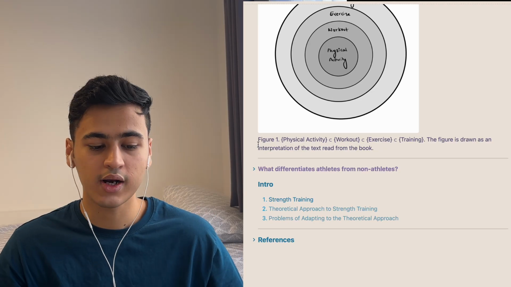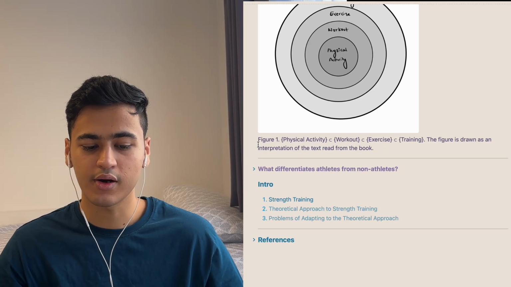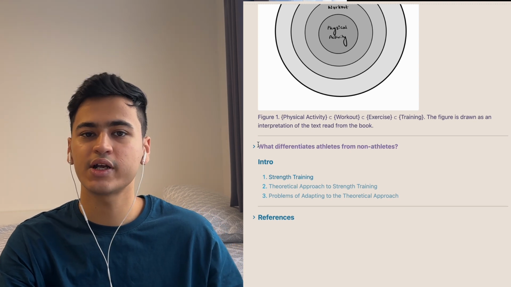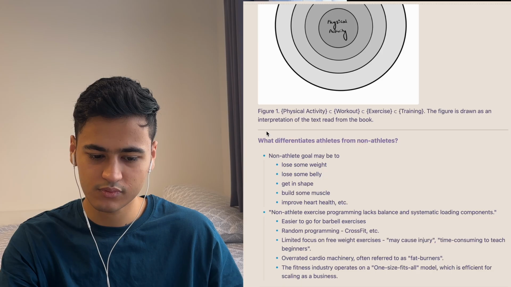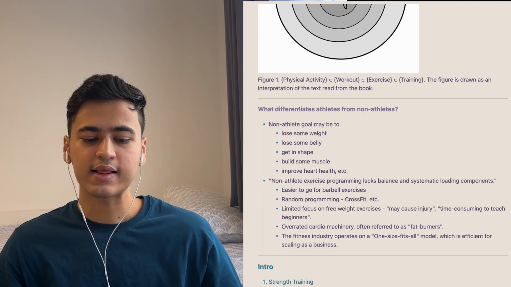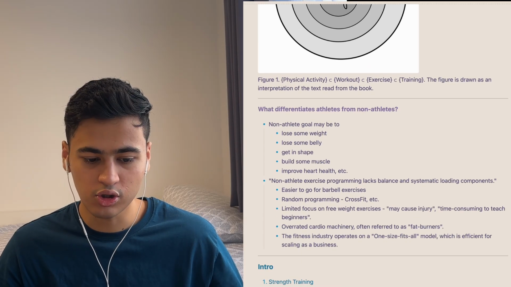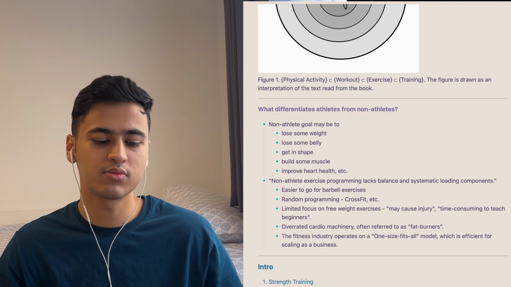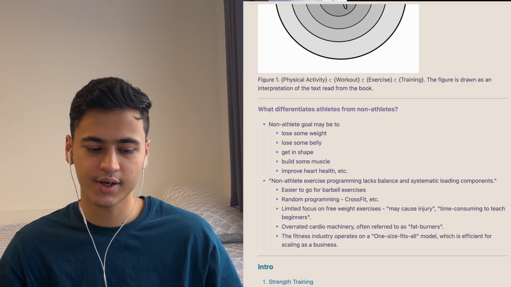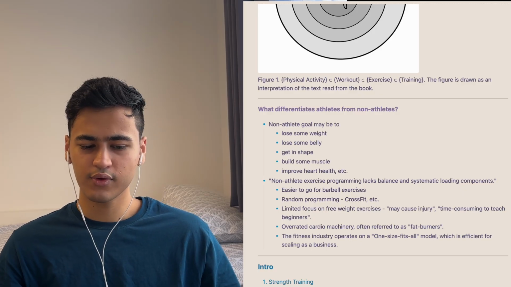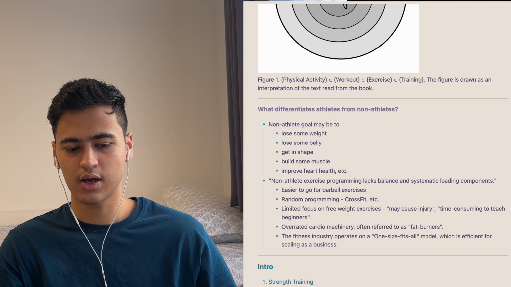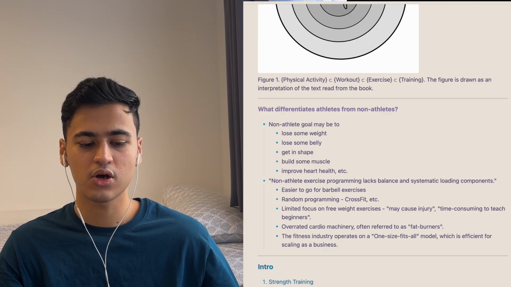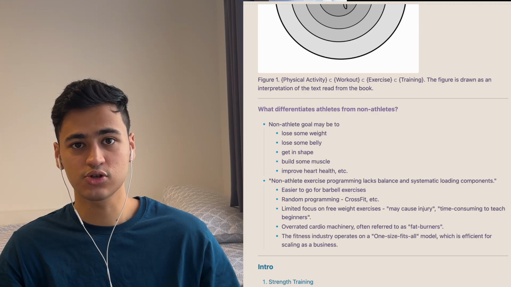This figure is drawn as an interpretation of the text read from the book. Now let's see what differentiates athletes from non-athletes. A non-athlete may have the goal to lose some weight, lose some belly fat, get in shape, build some muscle, improve heart health, etc. If anyone would observe this as a goal, this goal is not defined well, is not very specific.